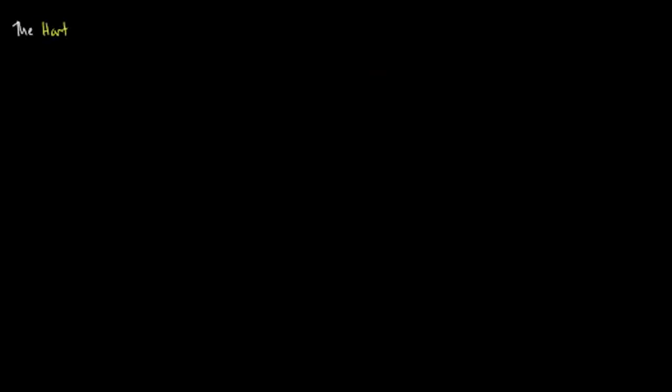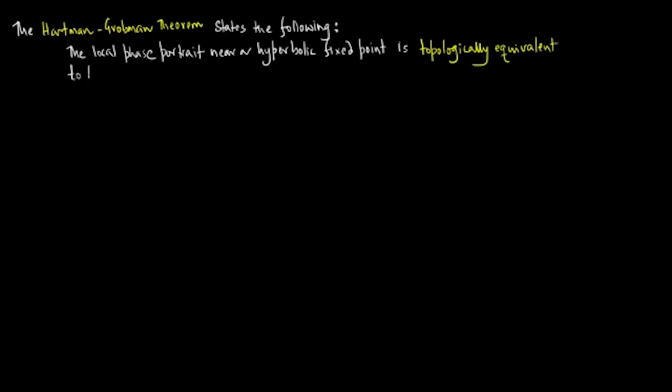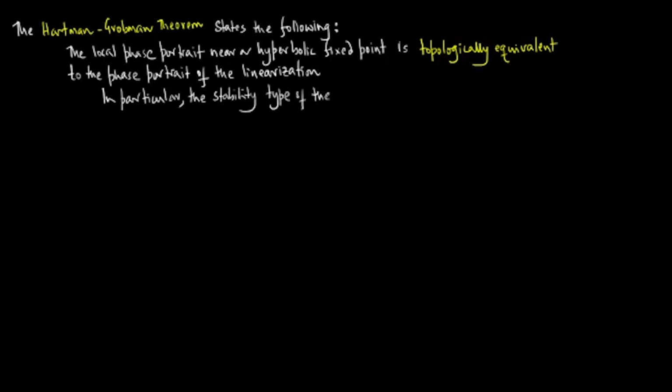The Hartman-Grobman theorem states the following. The local phase portrait near a hyperbolic fixed point is topologically equivalent to the phase portrait of the linearization. In particular, the stability type of the fixed point is captured by the linearization.